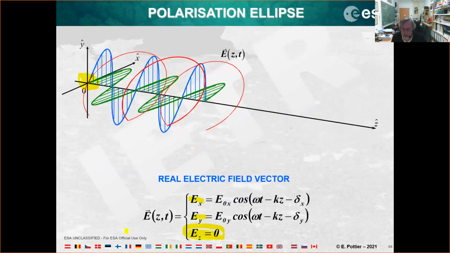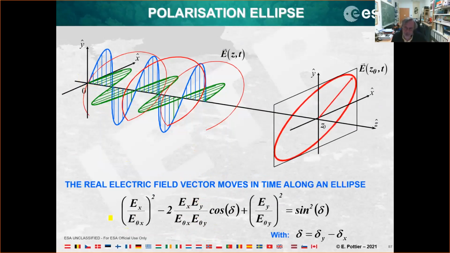It is a plane. And if I project this field in a plane, so imagine I take a picture, I look to the plane, and I shall see that inside the plane, the field is going to describe an ellipse. And this ellipse is what we call the polarization ellipse. So it is from the knowledge of this polarization ellipse that I shall be able to introduce some geometrical parameters which describe the polarization of the wave.